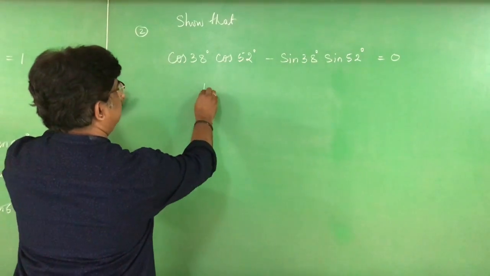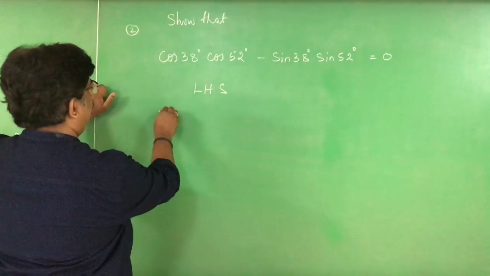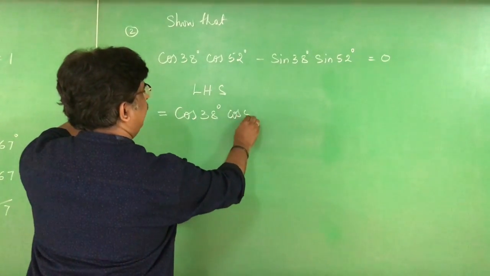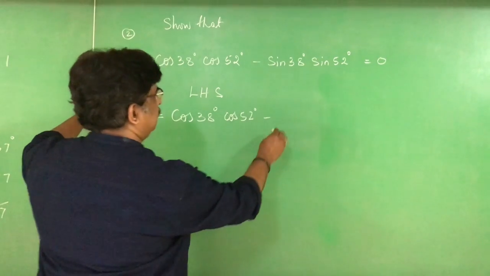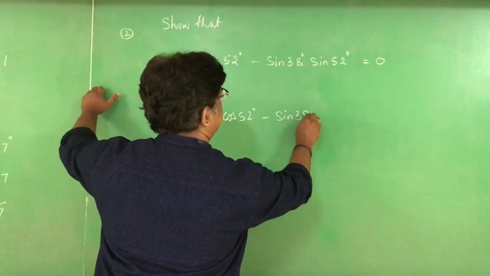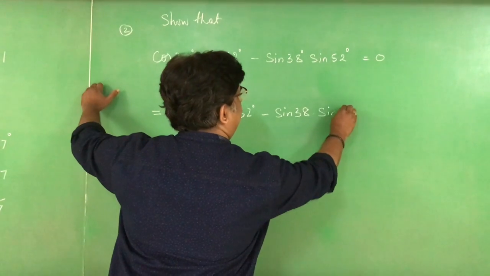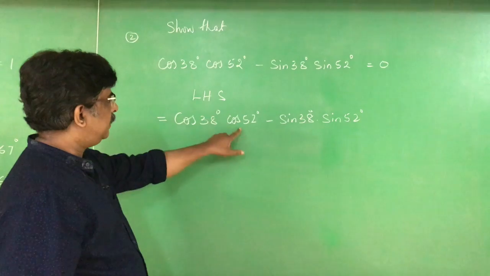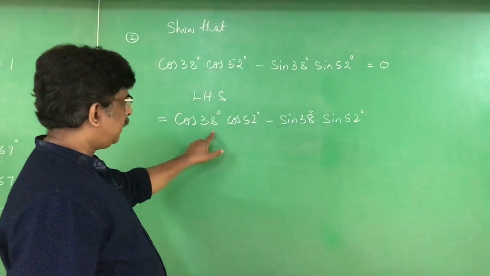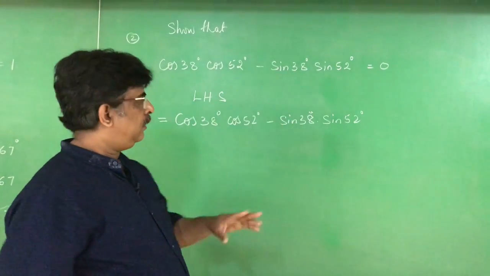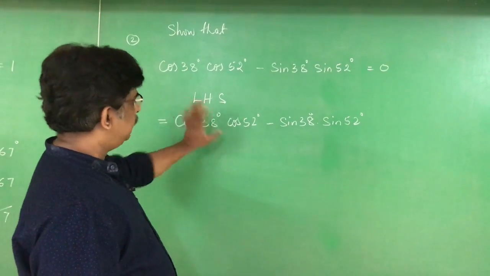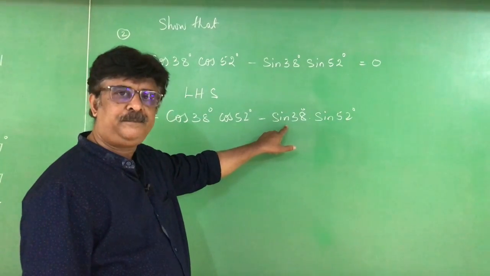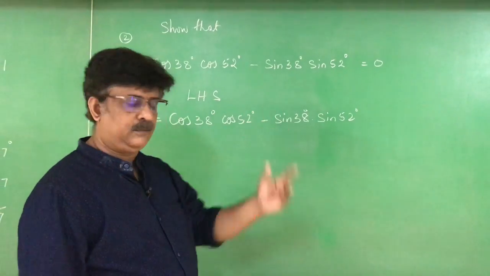I start with the LHS. What is there in the LHS? cos 38 degrees cos 52 degrees minus sin 38 degrees sin 52 degrees, right? Now I change this. If I change this, this becomes what? Sin. This is sin, this is also sin. I can cancel, I get 0. Or you can do one more thing. Keep this as it is. Change this. If you change this one, this becomes cos. Then cos cancels. Same thing.